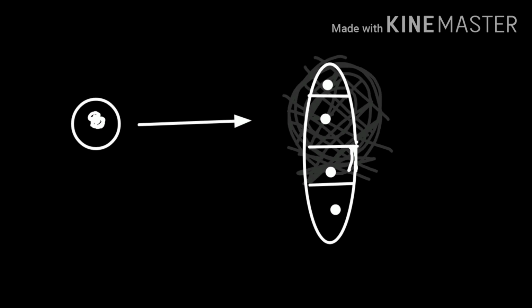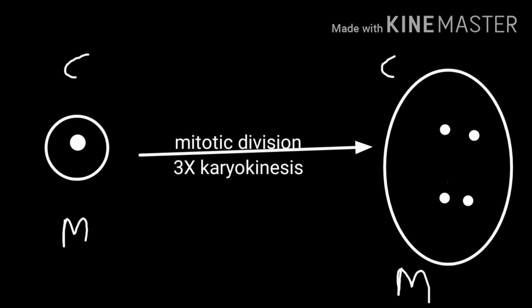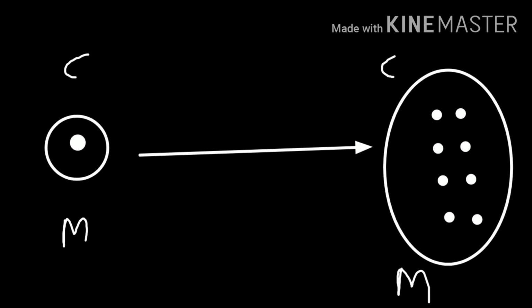The three megaspore cells which are at the chalazal end degenerate and only a single megaspore that is present at the micropylar end survives. Then it enlarges in its size and then undergoes a mitotic division where only karyokinesis takes place. Three times karyokinesis takes place, which results in the formation of 8 nuclei. So a cell that contains 8 nuclei is formed.